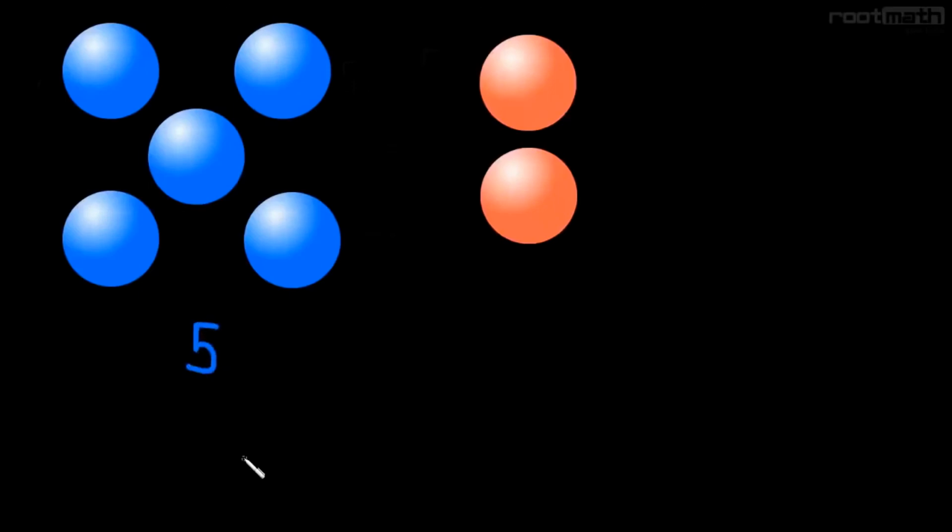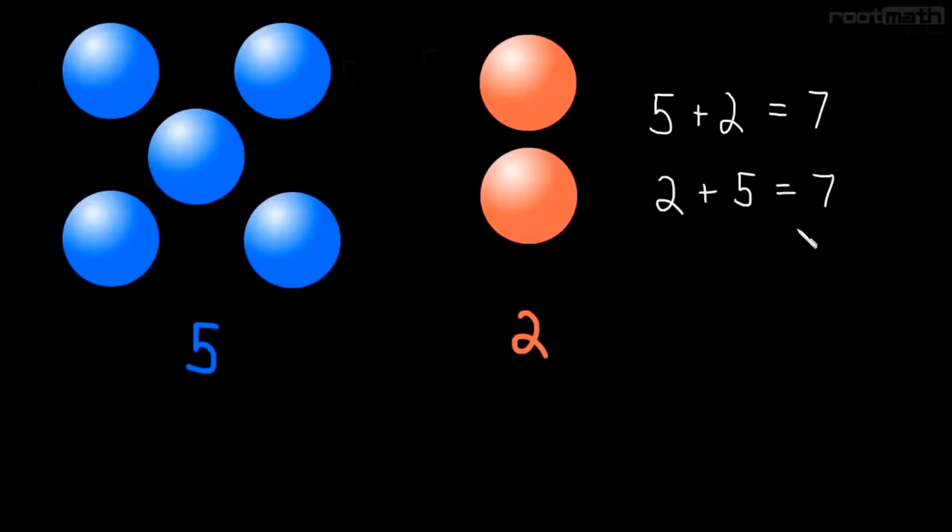We have two groups of marbles on screen. 5 blue marbles and 2 red marbles. And if I asked you to tell me how many total marbles are there, some of you might write, well, there's 5 blue ones plus 2 red ones, so there's 7 marbles in total. But some of you might start counting with the red, and you'd say there's 2 red ones plus 5 blue ones, which still gives you a total of 7 marbles.